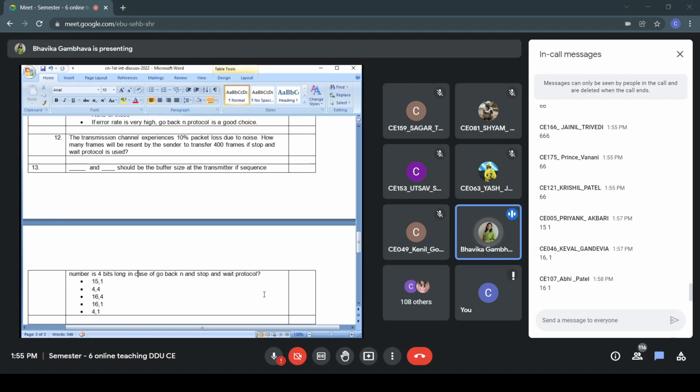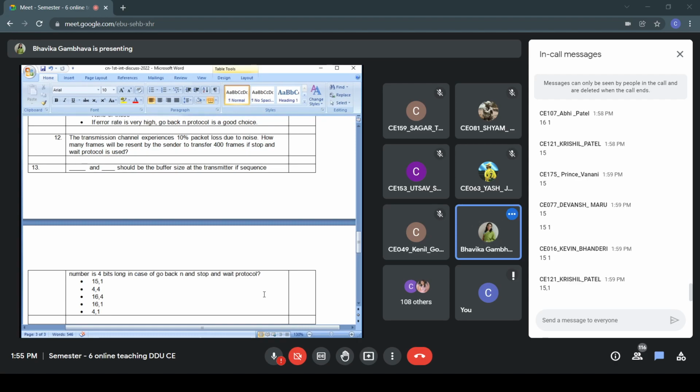So in different words, I am asking here that if your sequence number is 4 bits long, then what should be your sender's window? How many maximum frames are you allowed to send? Yes, 15. So what should be the answer here? 15 and 1. 15 and 1 would be the correct answer.